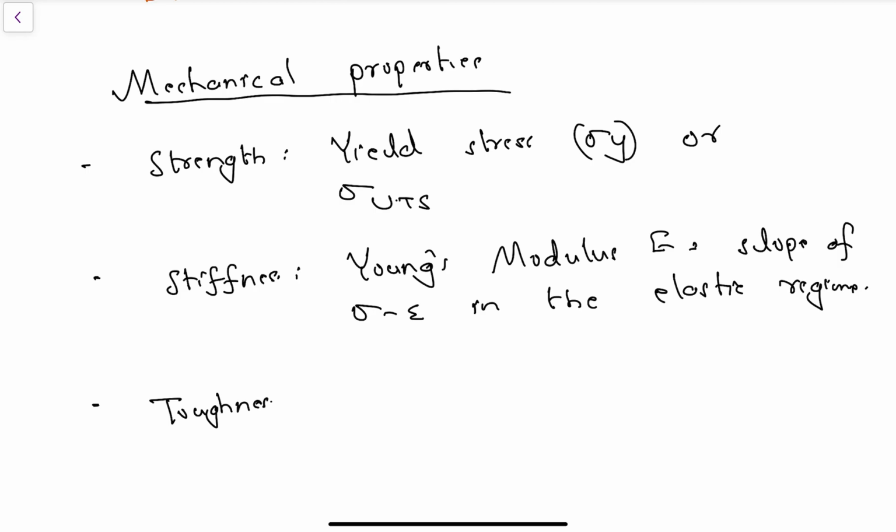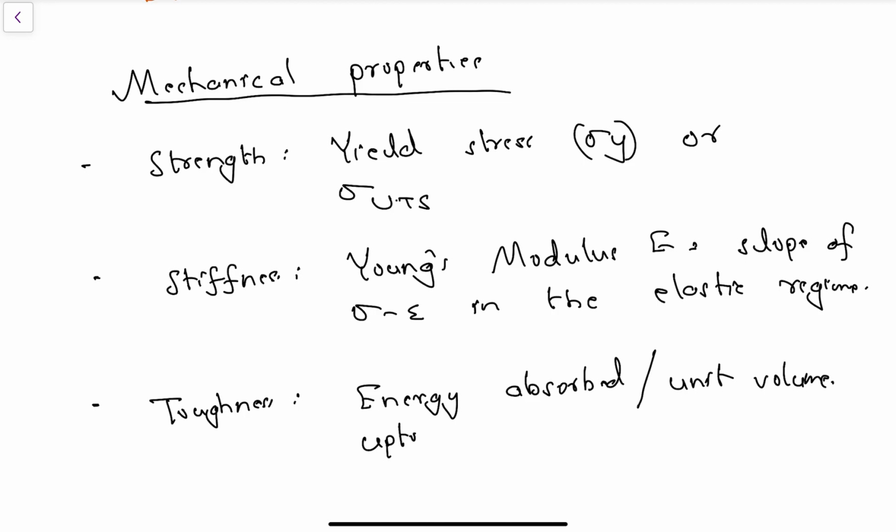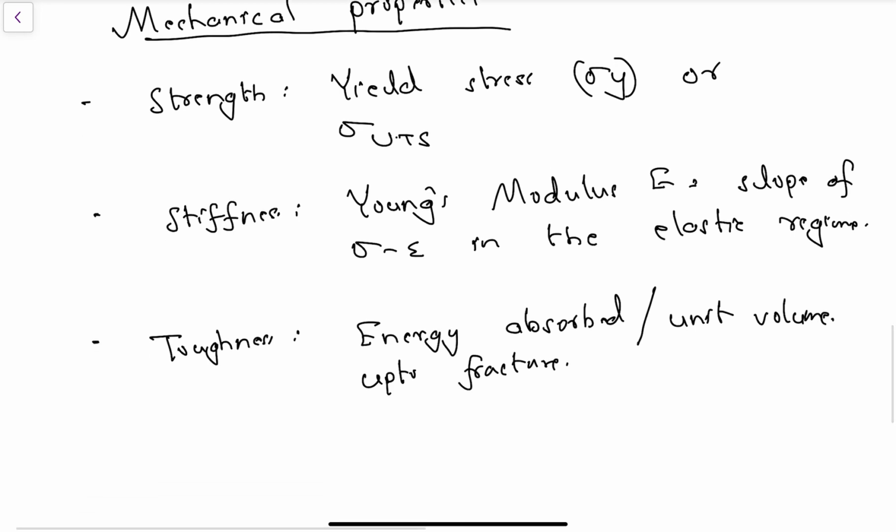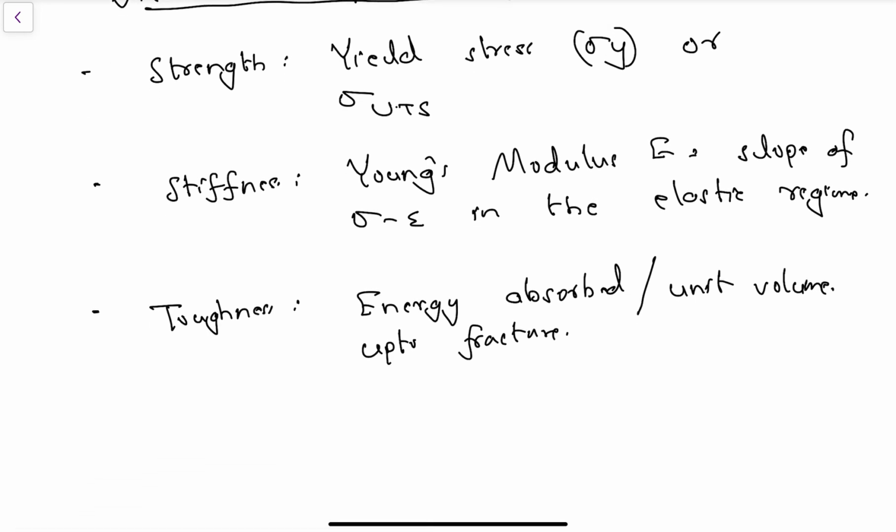Then you have the toughness. So what is meant by toughness? Toughness is the energy absorbed per unit volume before failure. That means up to fracture, that is the area under the sigma epsilon plot. Okay, then you have ductility.